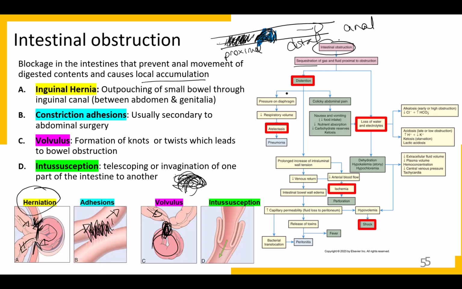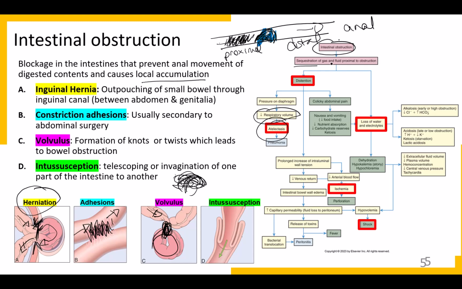And what happens is it puts pressure on the diaphragm. It can put pressure on the diaphragm, which reduces the ability for expansion, contraction, and retraction of the thoracic cavity. So you end up with a decrease in respiratory volume, which might end up with atelectasis.